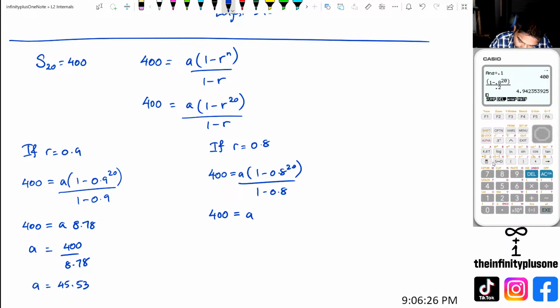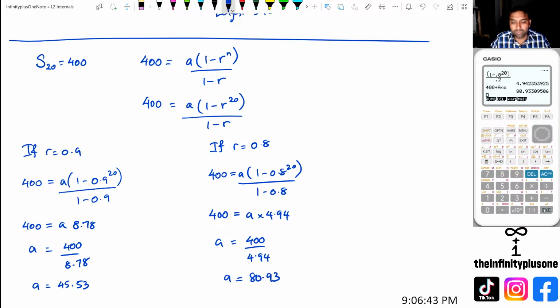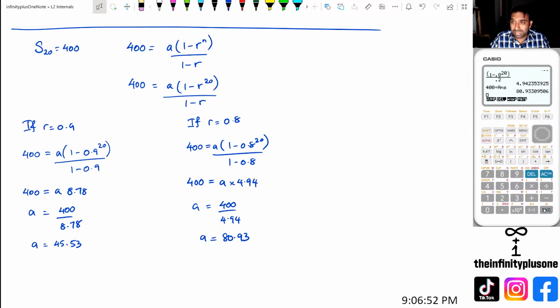So I'm going to get 4.94, and then 400 divided by answer. So this is going to give me an A value of 400 divided by 4.94, so A is equal to 80.93. So a second situation is if you start with 80.93 and you reduce it by 20%, after 20 cuts the total will actually add up to 400. So basically what I've done here for that part is I've given 2 arithmetic and then 2 geometric where the situations could be different.